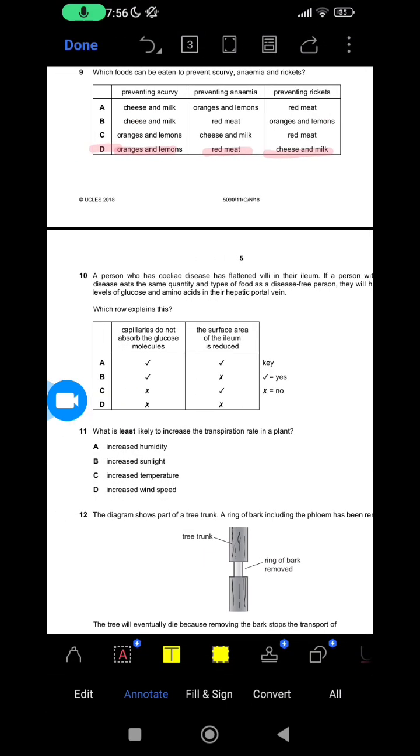have to relate necessarily to capillaries not being able to absorb glucose molecules. The surface area of the ileum is reduced, thus less glucose is absorbed. It is not related to capillaries. So C is the answer.